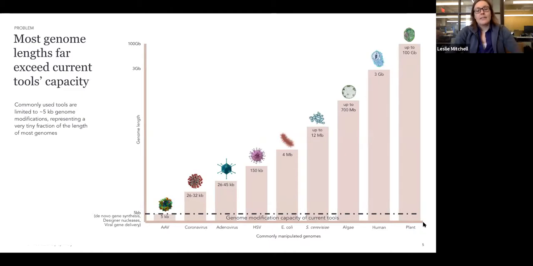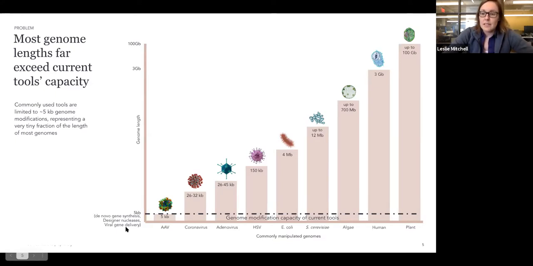This matters really because of two things. One, most genomes are far larger than the commonly available tools that are in standard use across academia and industry. And what only really occurred to me over the past couple of months is that we're stuck in a self-fulfilling prophecy in the context of thinking about how to engineer cells. And that is what's shown down here, which is a little bit hidden in this slide.